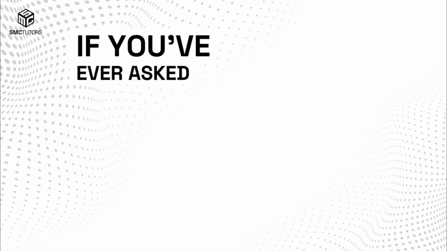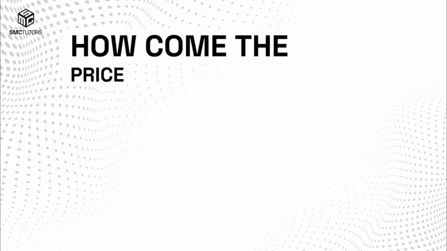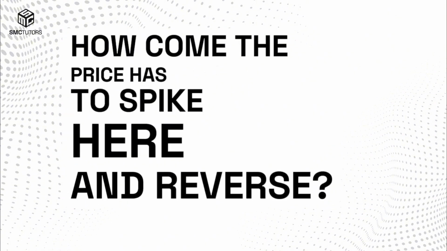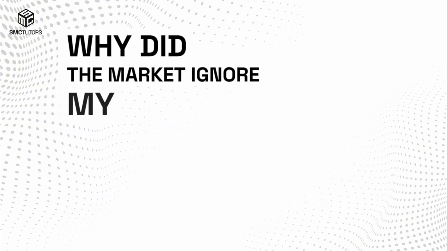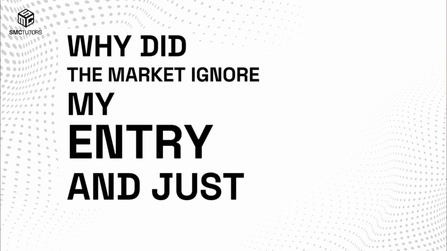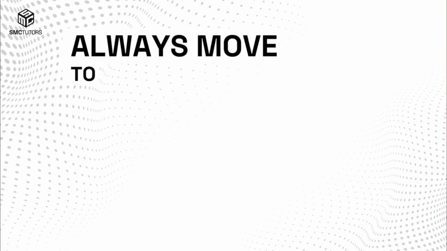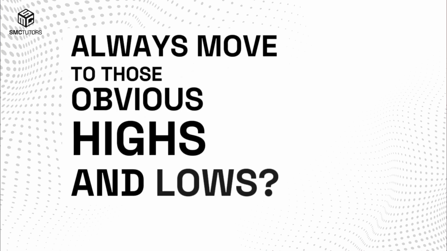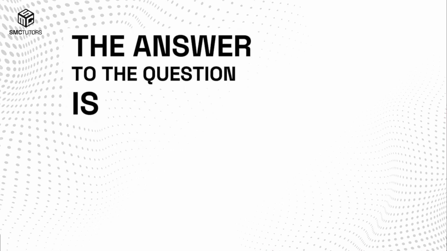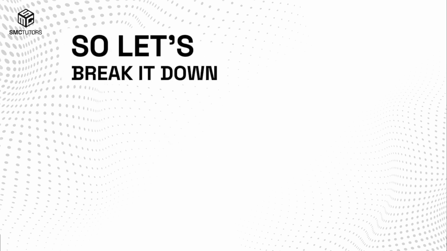If you've ever asked the question, how come the price has to spike here and reverse? Why did the market ignore my entry and just run stops? Why does price always move to those obvious highs and lows? The answer to the question is liquidity. So let's break it down step by step.